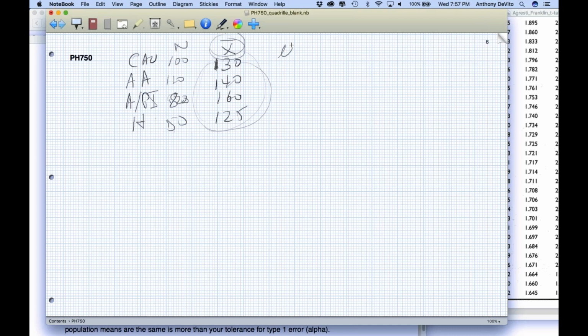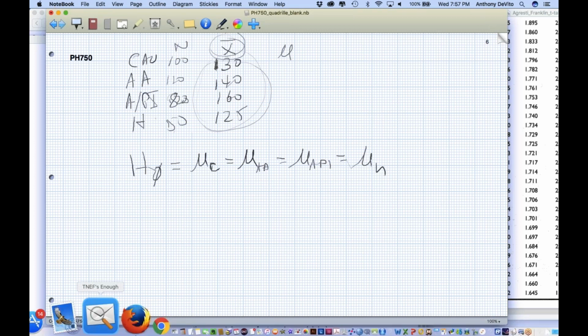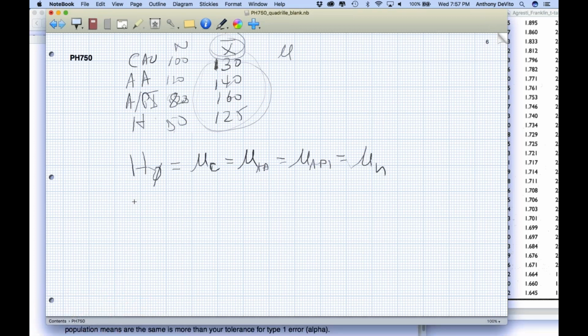I'm really interested in mu for each group. So what's my null hypothesis? My null hypothesis is that mu for Caucasians is equal to mu, the average cholesterol, for African Americans, is equal to mu for Asian Pacific Islanders, is equal to mu for Hispanics. That's my null hypothesis. My alternative hypothesis is that at least two means are different. Not that they're all different, but at least two of these groups are different from one another.